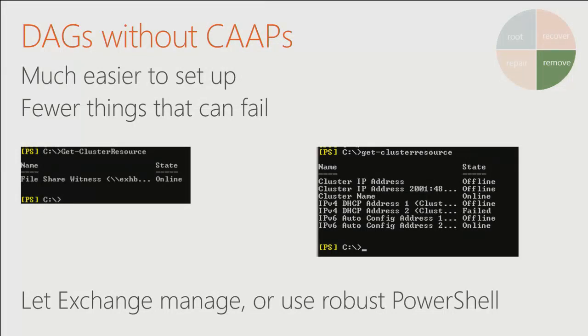You set your DAG IP addresses to system.net.ipaddress.none, or you can use 255.255.255.255 in the access control panel. And you can still manage your cluster using Remote PowerShell. Windows Server 2012 and 2012 R2 have very robust PowerShell commands to manage the cluster. But hopefully, in most cases, unless you're Tim, you don't have to manage cluster environments yourself.